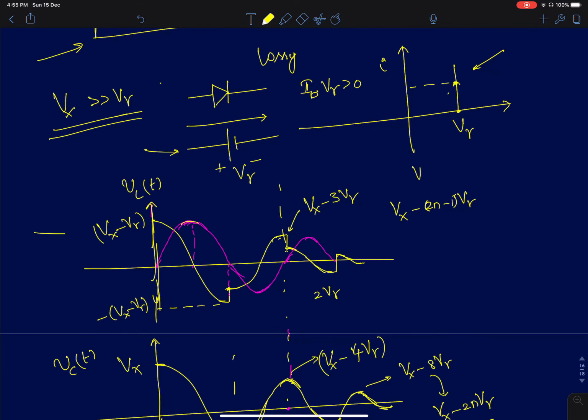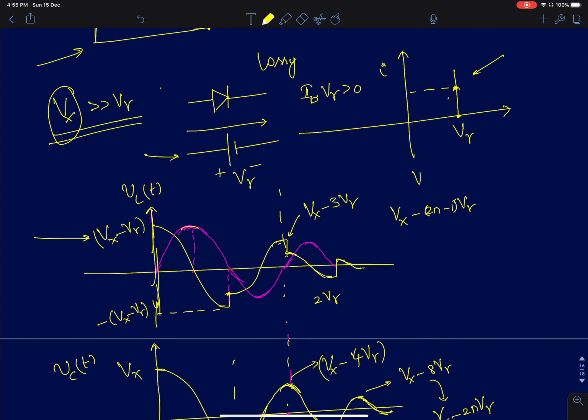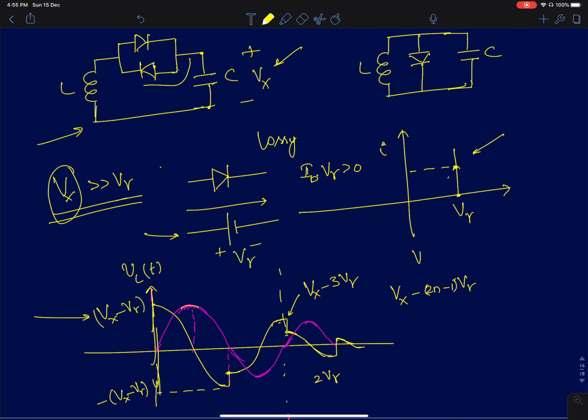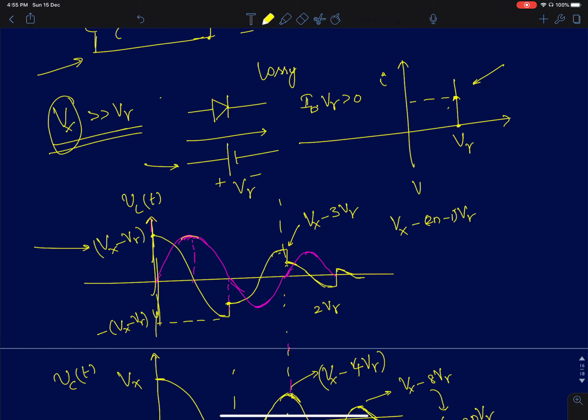We then discussed the voltage across the inductor, assuming we start with an initial voltage of Vx across the capacitor. The voltage across the inductor starts from Vx minus V gamma. In one half cycle, it will reach a negative value of minus of Vx minus V gamma.